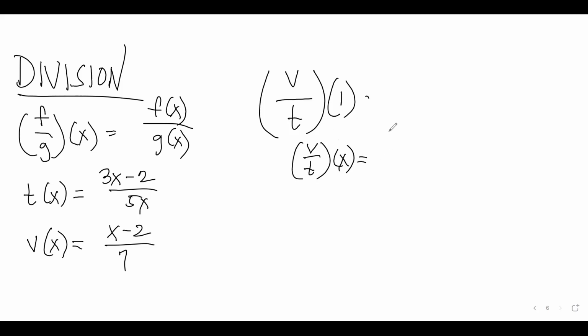So, paano hanapin? We have v of x over t of x. O, ulitin ko, yung order ay important. Kung sino yung nauna, yun yung isusulat sa taas or sa una. Okay? So, what is v of x? V of x natin is x minus 2 over 7. What is t of x? We have 3x minus 2 over 5x.